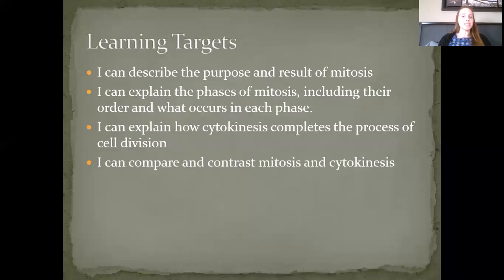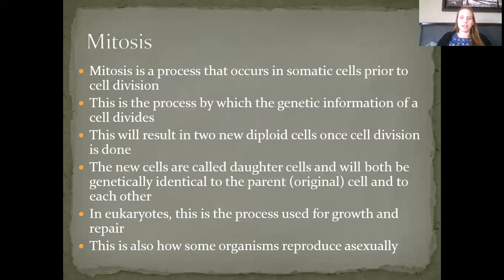And then at the end of all of those different phases of mitosis, we have cytokinesis. So you need to know what that is as well. So mitosis is the way that somatic cells divide. So just a reminder, the somatic cells are all of the cells of your body, with the exception of your sex cells, which don't act like the rest of your somatic cells.